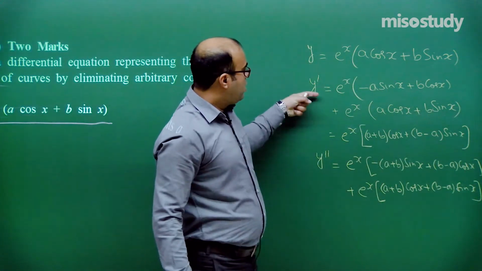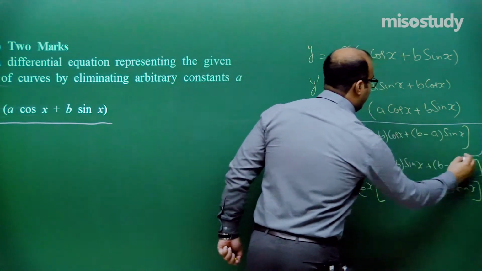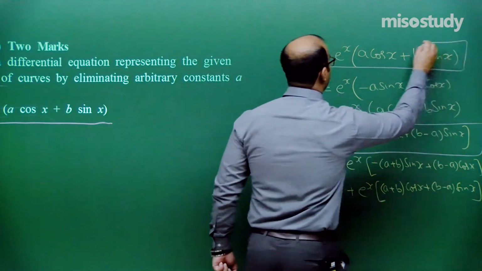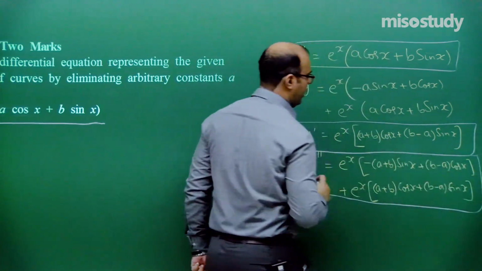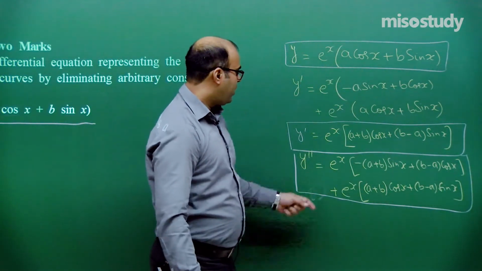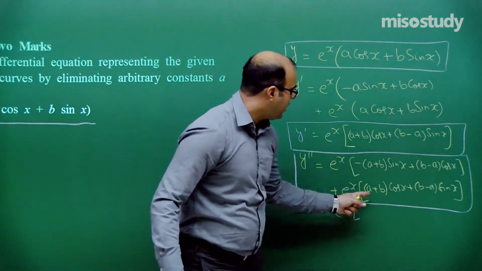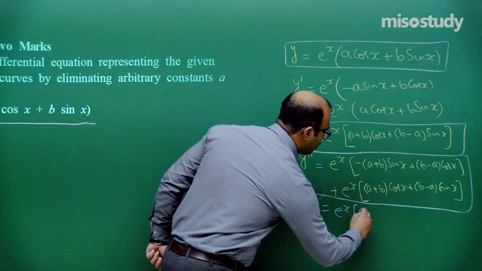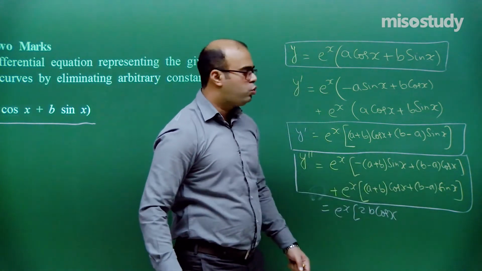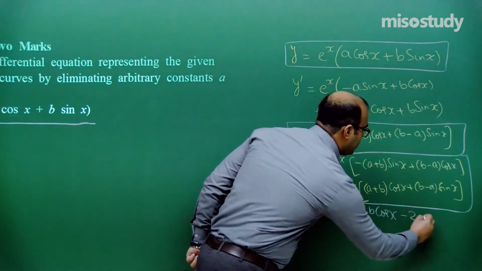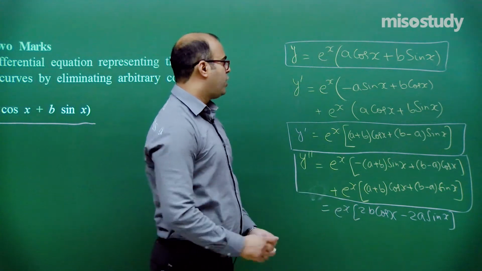So this is y, this is y dash which is present over here. This is actually y dash, this is your y, and this is your y double dash. This whole is your y double dash. So what we do first, we simplify this y double dash, we write it as e to the power x common, and cos x here and here, b minus a and a plus b will become 2b cos x, and if we add this with this, we will get minus 2a sin x, right students? Okay, so this is y double dash after simplification.